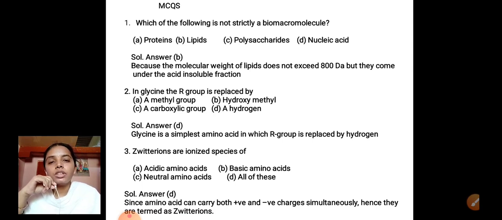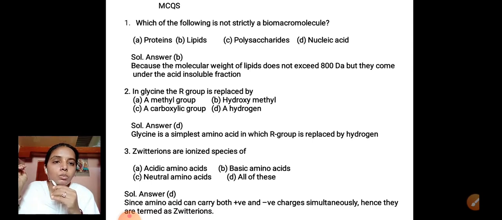Zwitter ion. At a particular pH, both the amino and carboxylic groups in an amino acid get ionized. That is called a Zwitter ion. The given options are an acidic amino acid, basic amino acid, neutral amino acid, all of these. At a particular pH it gets ionized, so the correct option for this is D, all of these. Since an amino acid can carry both positive and negative charges simultaneously, they are termed Zwitter ions.